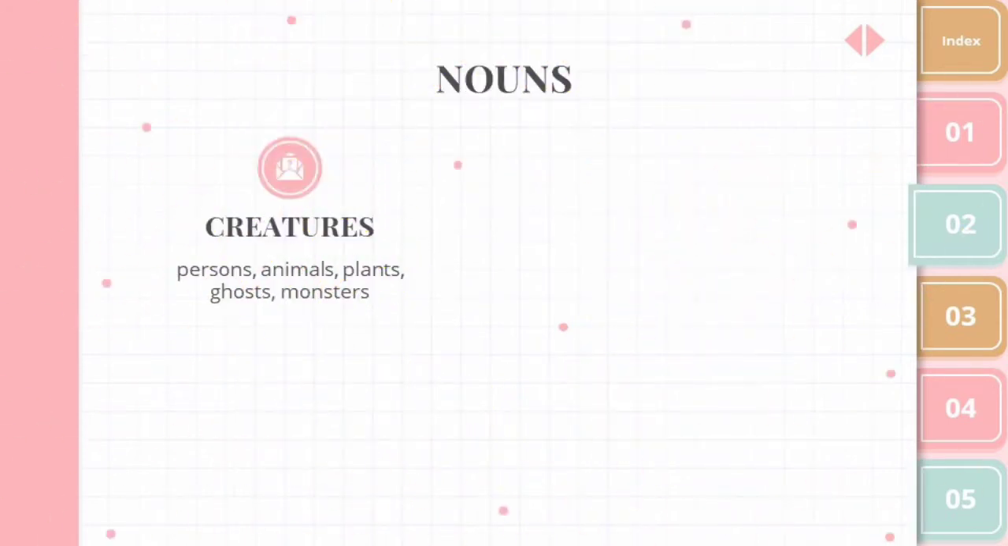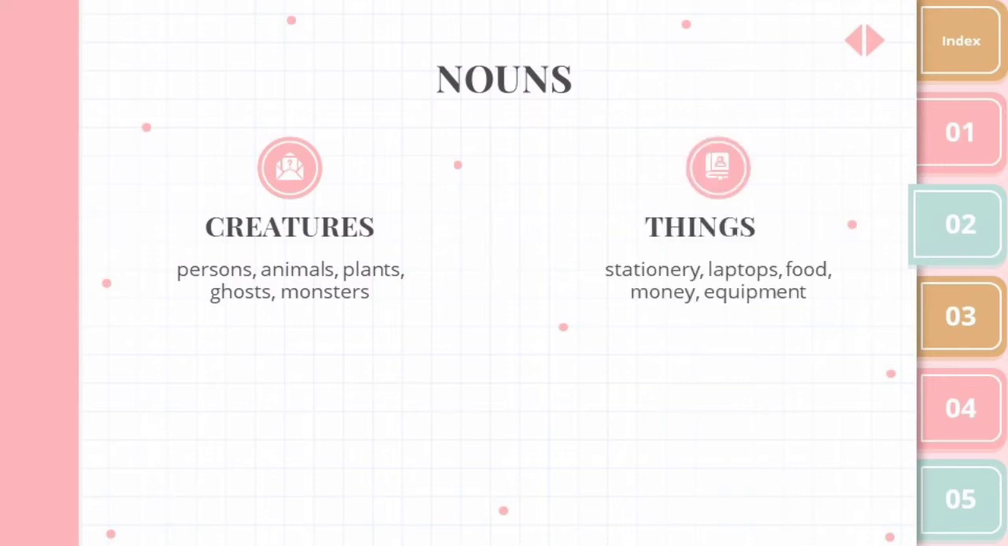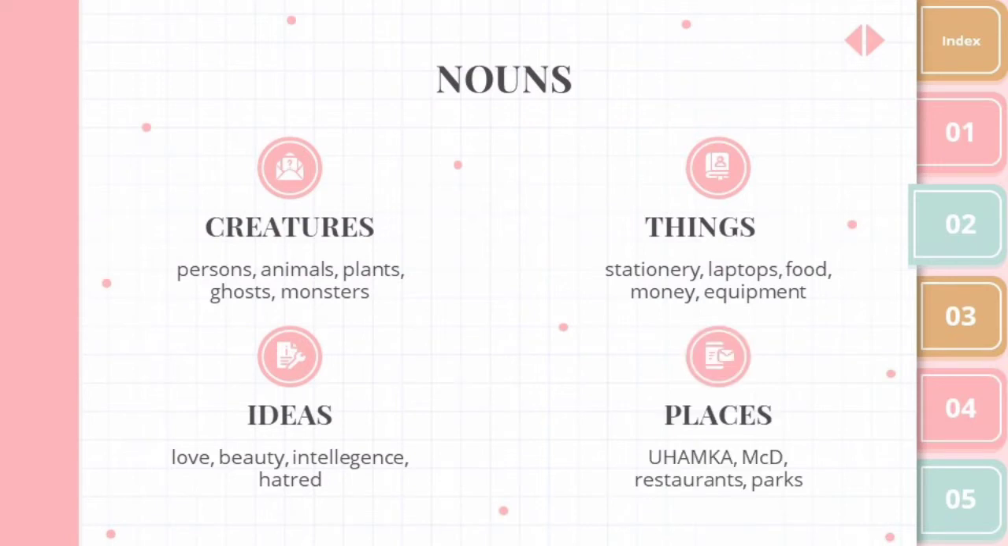Some nouns are creatures. They are persons, animals, plants, ghosts, or even monsters. Some others are things, for example, stationery, laptops, food, money, equipment, and so on. Some others are ideas like love, beauty, intelligence, and hatred, for example. And the rest are places, for instance, Uhamka, McDonald's, restaurants, parks, and so many others.